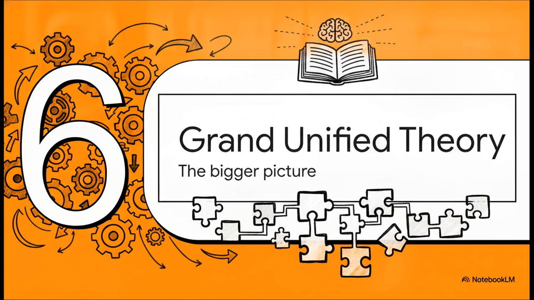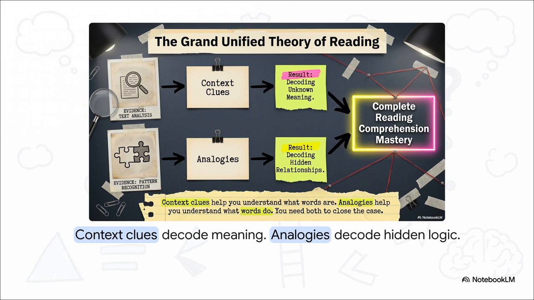Finally, let's wrap up with Section 6, our grand unified reading theory. How does all this analogy training actually fit into the bigger picture of reading comprehension? Well, as our source material outlines, complete reading mastery requires two very distinct skill sets. Context clues, things like synonyms or appositives hidden in a sentence, help you understand what words are. They decode unknown meaning. Analogies, on the flip side, train your brain to understand what words do. They decode hidden relationships and logical patterns. You need both to truly close the case on complex texts.